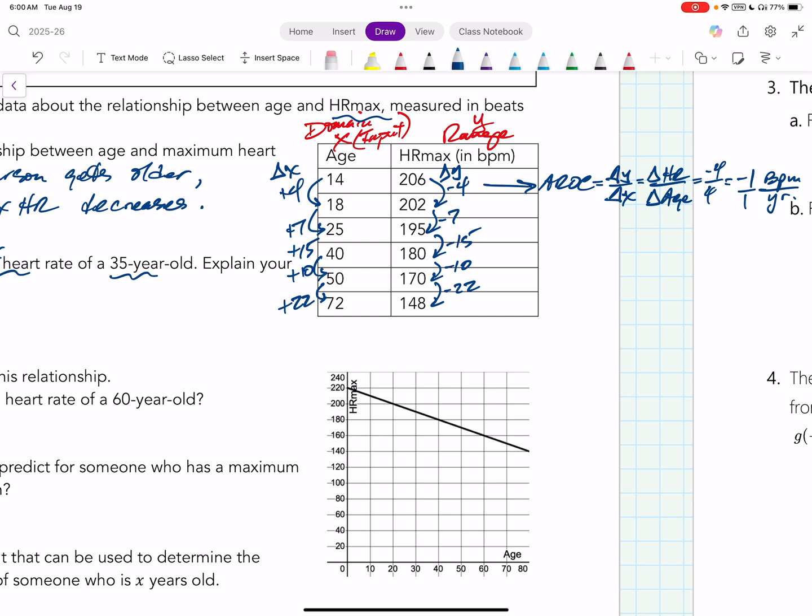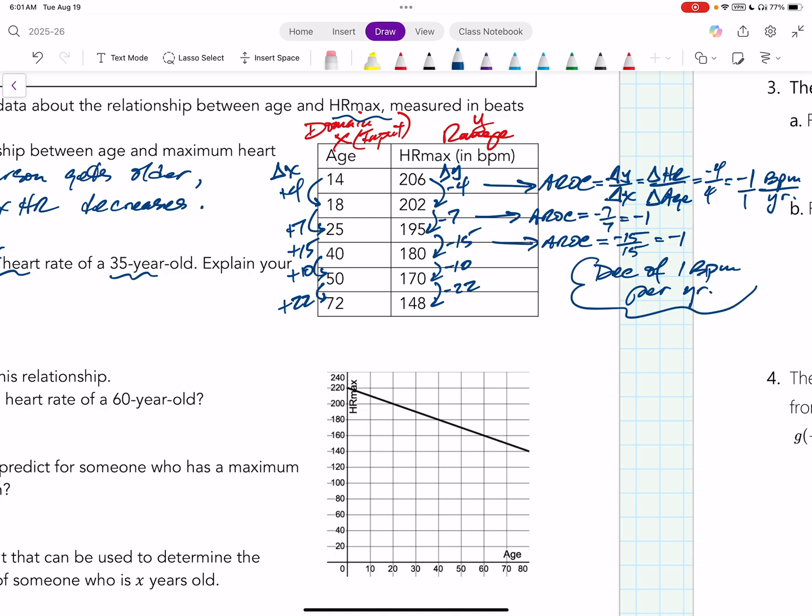From 202 to 195, or from 18 years to 25 years, there's a decrease of 7. It's a -7 over 7 years. So this right here has the same AROC, the same average rate of change. -7 over 7, well, guess what? That's still -1. And then same thing here. The average rate of change is constant through the table. So this function must be linear. -15 over 15, well, guess what? That's still -1. And so this is a decrease of 1 beat per minute per year. That's how you interpret it.